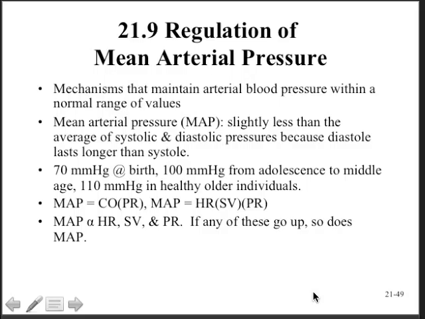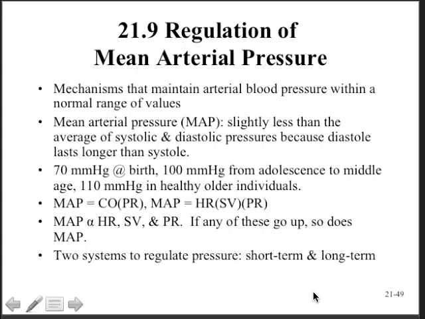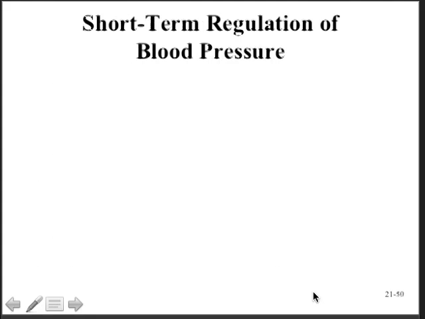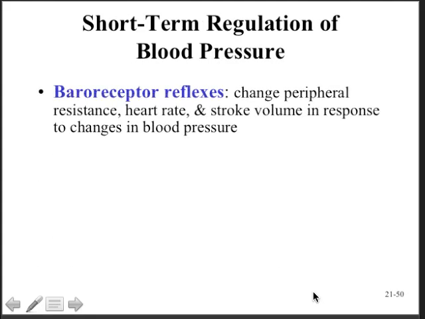And this is a good thing, but it's also a bad thing. If we were to increase peripheral resistance as a result, say, of arteriosclerosis or an increase in vessel length due to obesity, then the mean arterial pressure will rise. This will increase the afterload on the heart and cause the heart to have to work harder to pump blood around the body. So two systems regulate pressure, short and long-term systems.